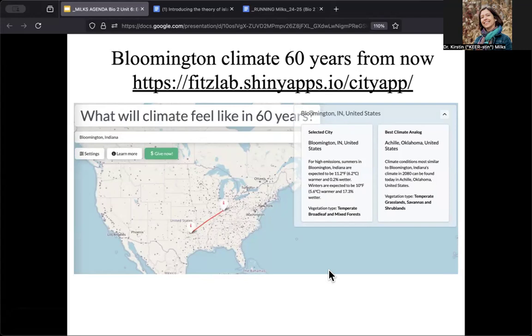That's nearly Texas, way, way, way warmer. Winters are expected to be 10 degrees Fahrenheit warmer. They're expected to be over 15% wetter. That's a big change for winters where we live. And it's really going to impact the plants and animals that are here.